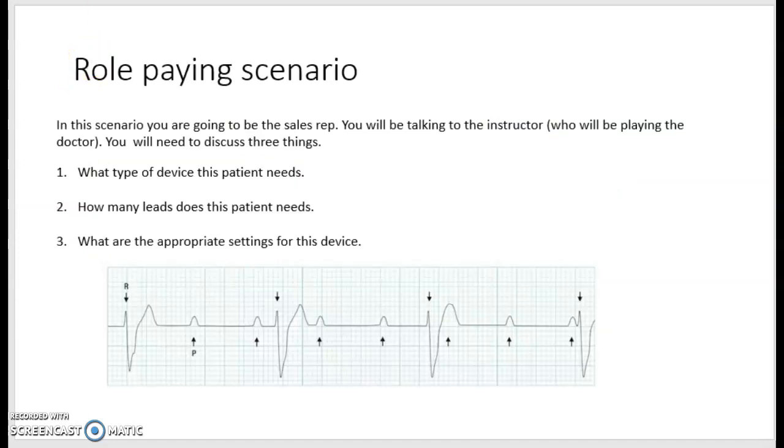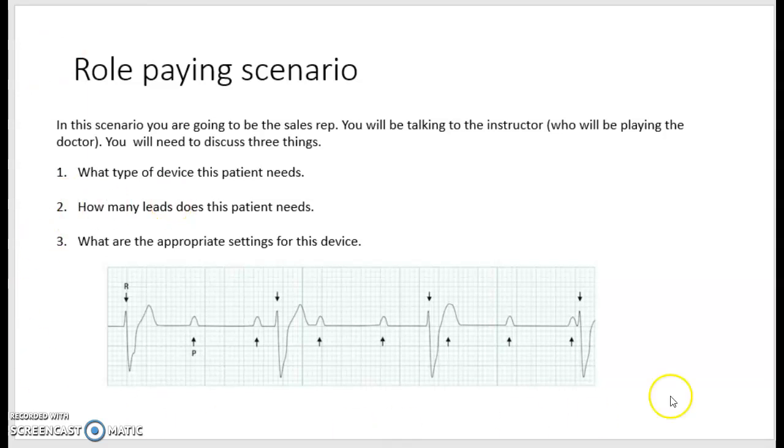Next, we are going to break up into two different groups. As you can see next to me, we have my 6 lovely volunteers. Thank you to my education staff. You're going to be doing a role-playing scenario. In this scenario, you, the student, are going to be the sales rep. You will be talking to one of the instructors here who will be playing the doctor. You will need to discuss 3 things.